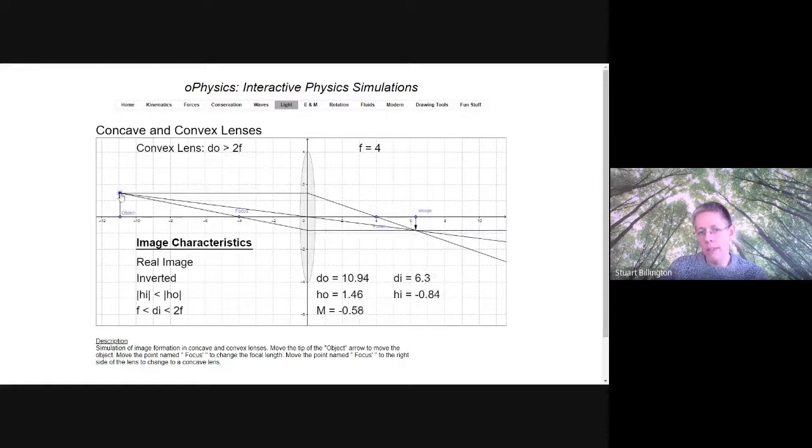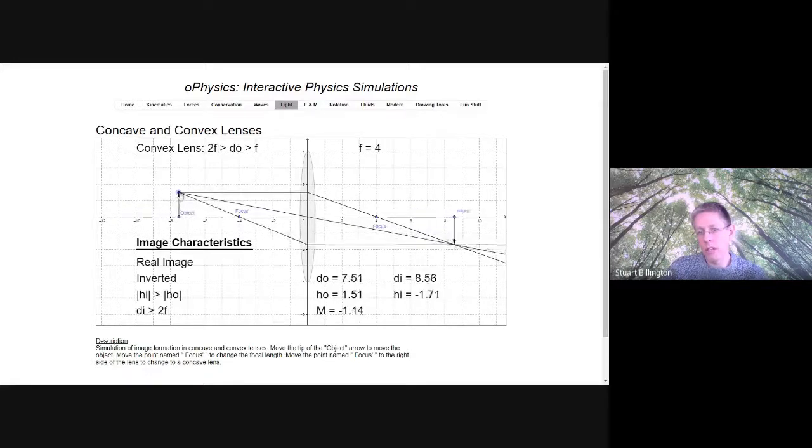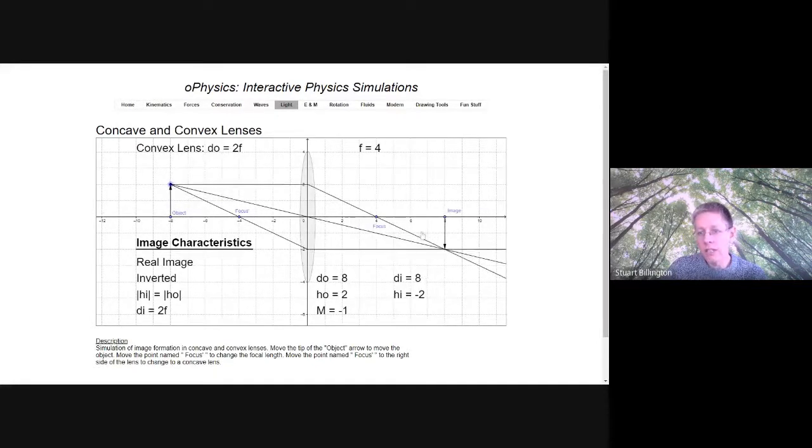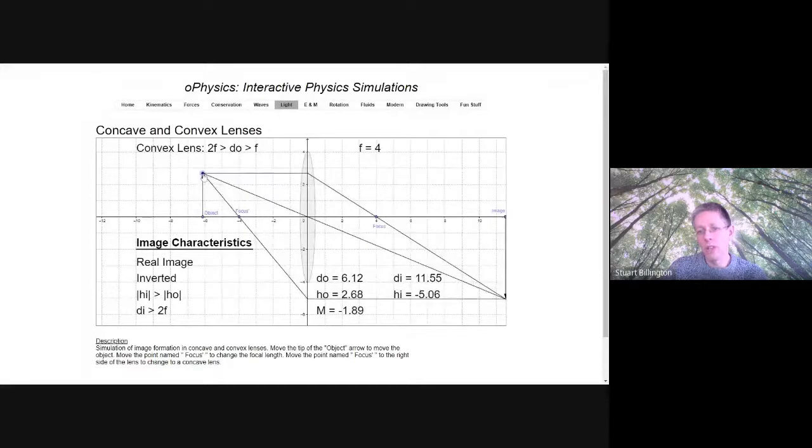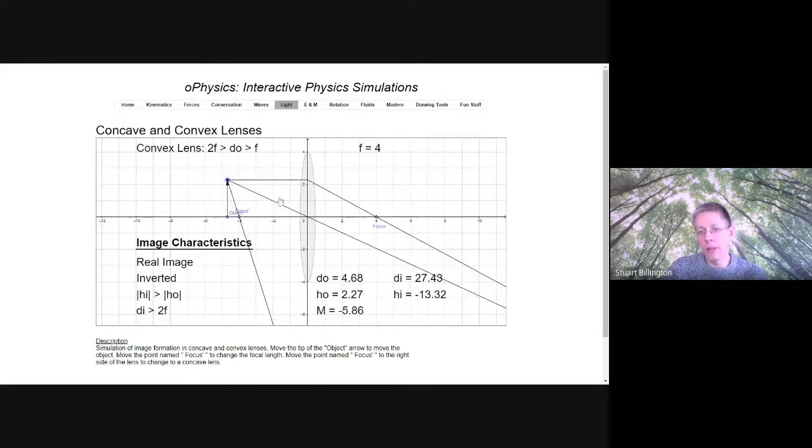And then you can bring it closer and closer and closer, and you can see that the image gets taller and taller and taller. You see the focal length here is at 4. So if you place this at 8, you can see that the image is at the same height. And if you bring it closer and closer and closer to the focus, you can see that the rays of light get further and further and further away until finally it disappears off the end of the screen. So you're going to have a much further away image, but it will be much larger as a result.